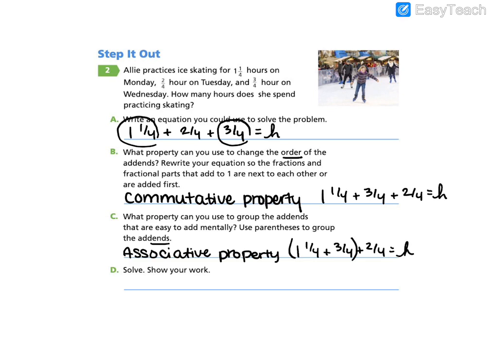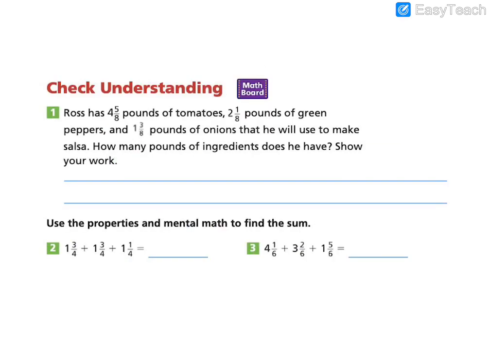All right, so we're going to go ahead and show our work. We have 1 1/4 plus 3/4. If I add this on, I'm going to get to the next whole, which would be 2. Plus my 2/4 will equal my number of hours. So my number of hours she spends practicing must be 2 2/4 hours. All right, go ahead and solve the check understanding. Press pause and then press play when you're ready to check your work.